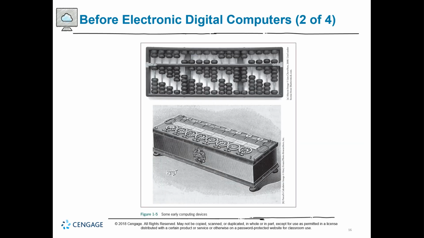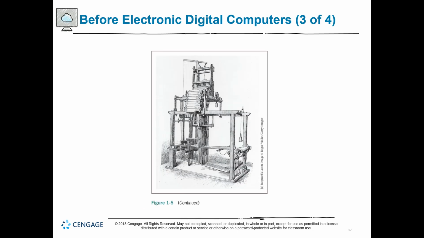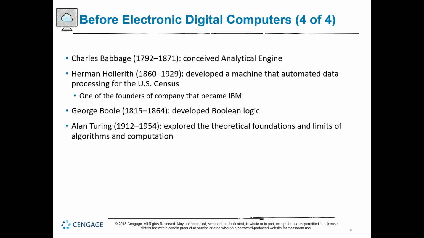Here's an abacus. Here's a different type of calculator. And again, all more recent individuals. Alan Turing, for example, was born in 1912 and died in the 50s. He explored the theoretical foundation and limits of algorithms and computation.